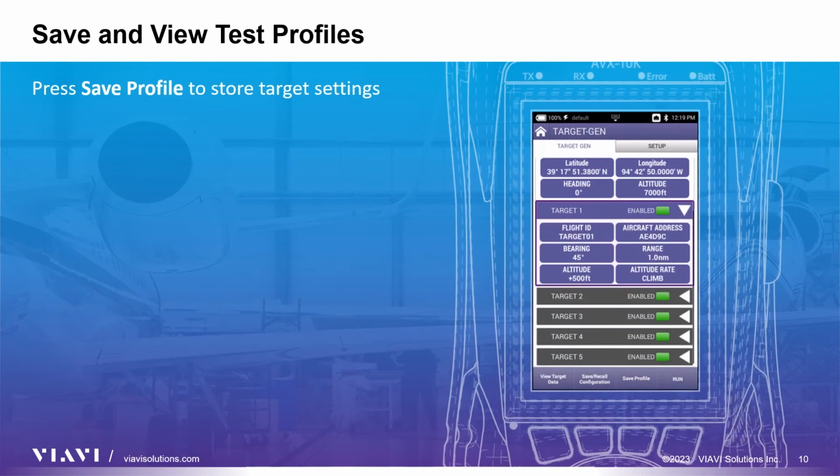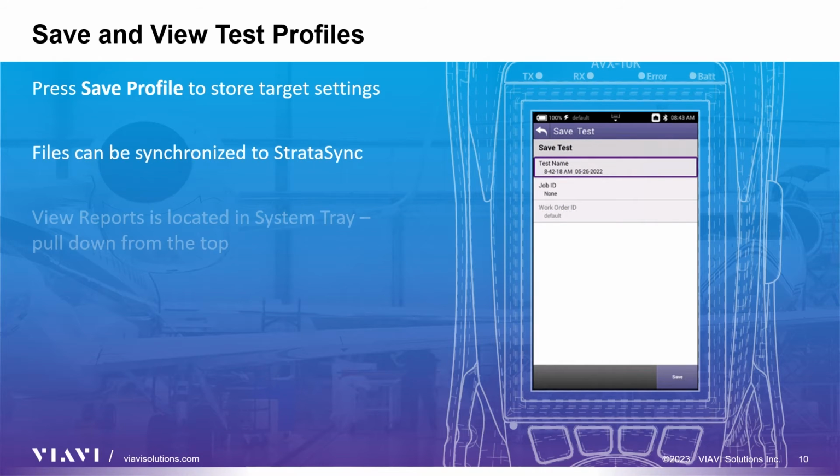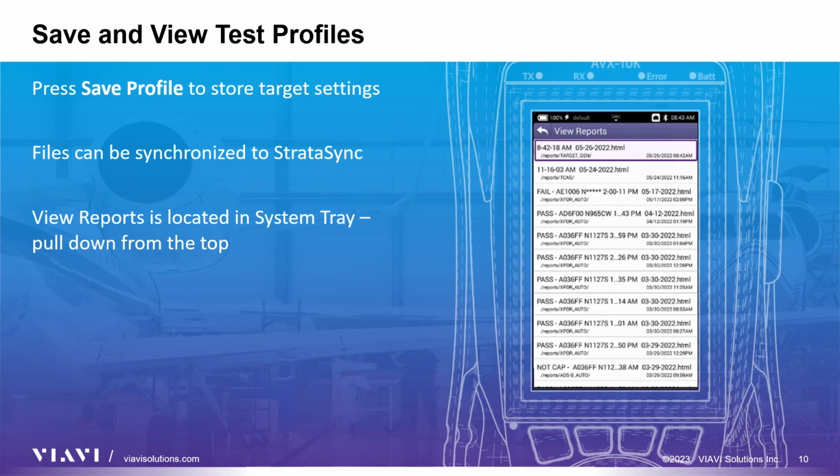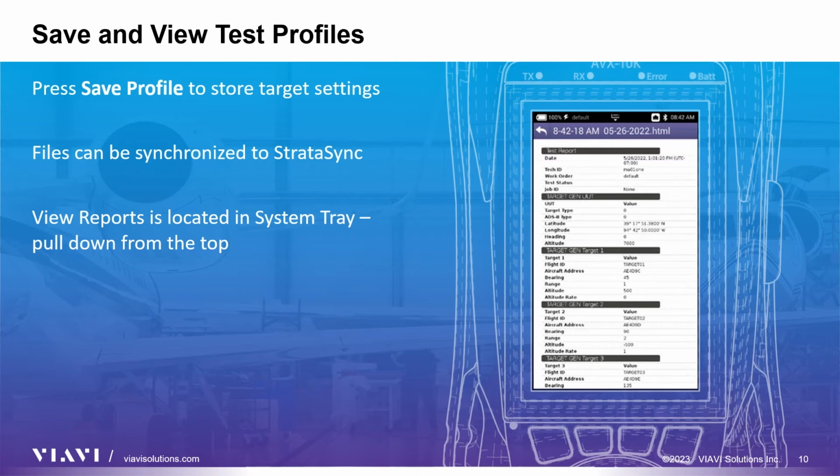If desired, you can save the target gen settings by clicking the Save Profile button. Files can be synced to StrataSync and can be viewed locally by swiping down on the system tray at the top and clicking on View Reports. Select the target gen report to view. The information saved here is the data used to generate the scenario.